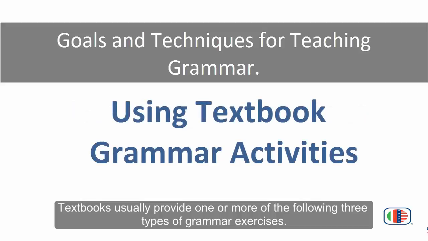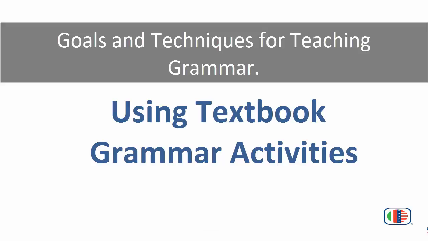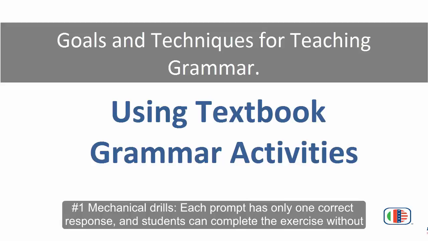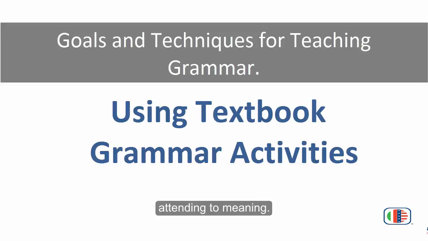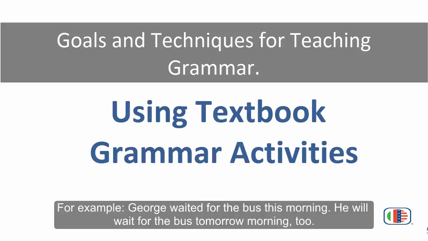Textbooks usually provide one or more of the following three types of grammar exercises. Number 1, mechanical drills. Each prompt has only one correct response, and students can complete the exercise without attending to meaning. For example, George waited for the bus this morning. He will wait for the bus tomorrow morning too.